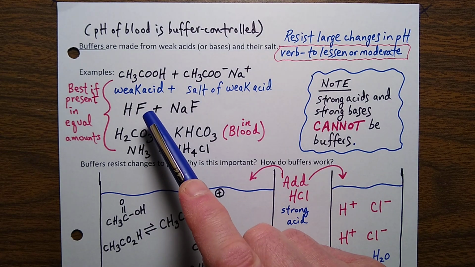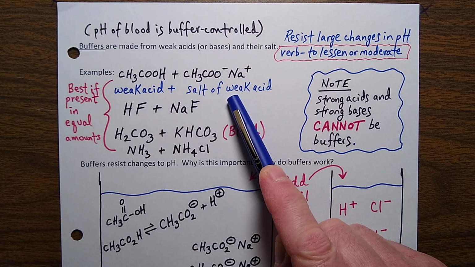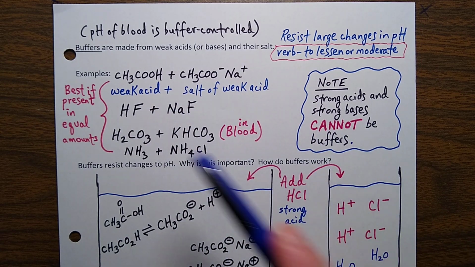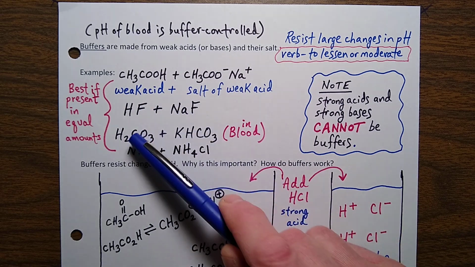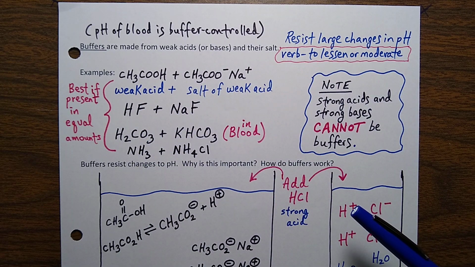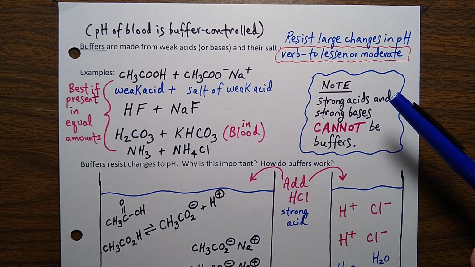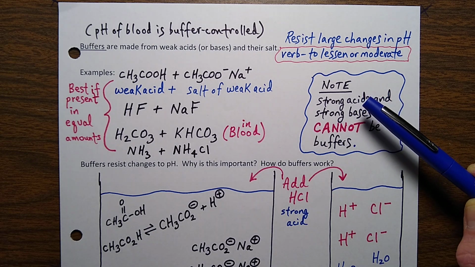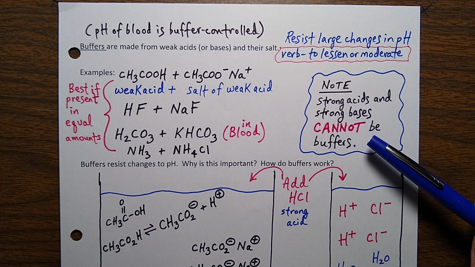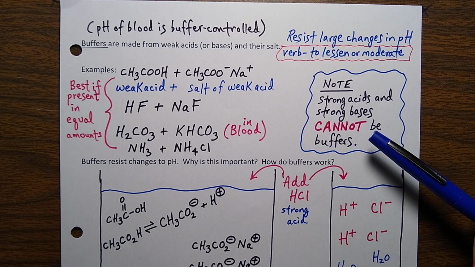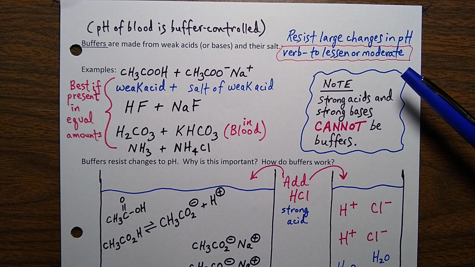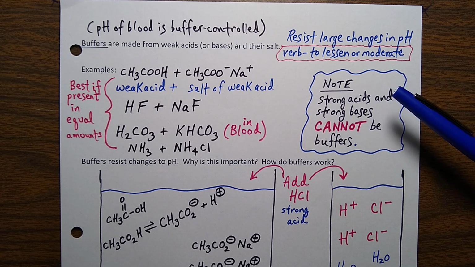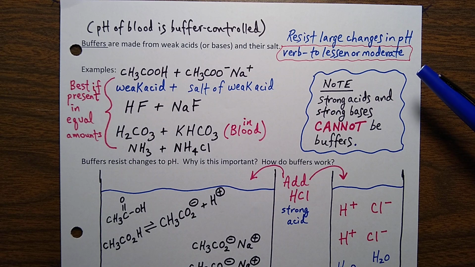A buffer is simply a weak acid and its conjugate base present in equal amounts. That's what the best buffers have, these two components present in about the same amounts. And what's interesting is you cannot have a strong acid and a strong base mixture be a buffer. The reason why strong acids and strong bases cannot be buffers is because they will react with each other and neutralize each other, and all you'd be left with would be a solution of water.